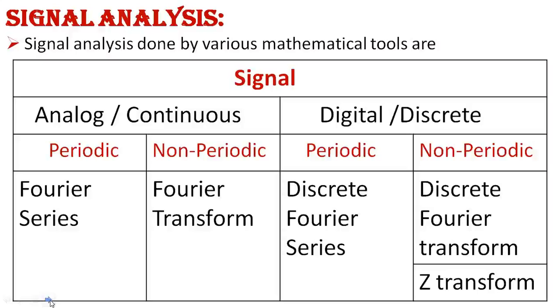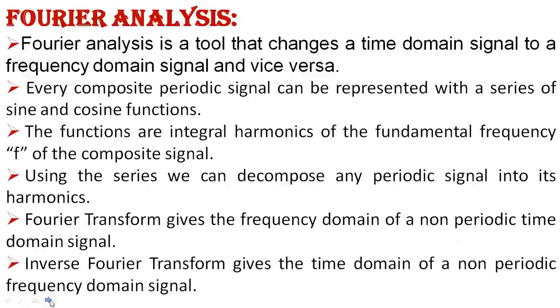It again there are subtypes. A periodic signal is analyzed by discrete Fourier series, and a non-periodic signal is analyzed by discrete Fourier transform and Z transform. First tool is the Fourier analysis. Fourier analysis is a tool that changes a time domain signal to a frequency domain signal and vice versa.